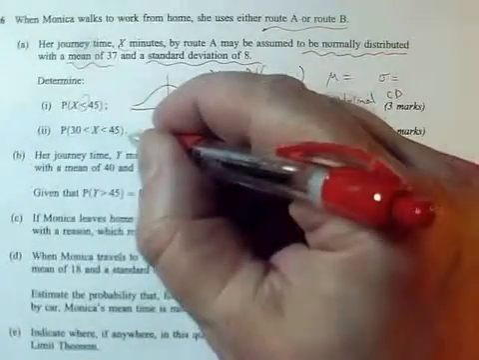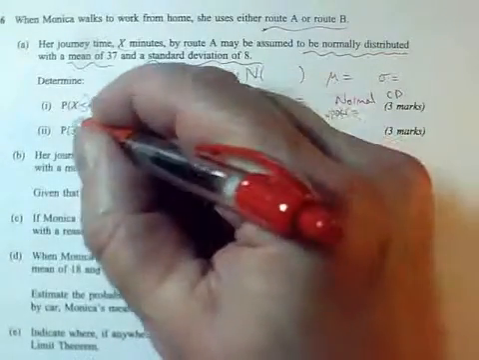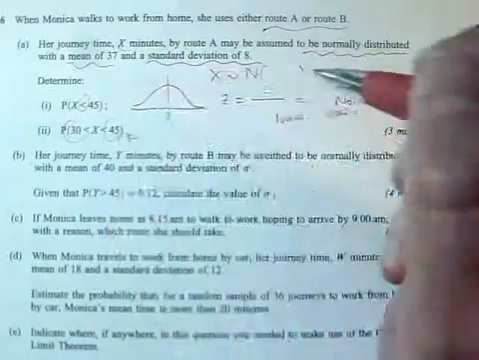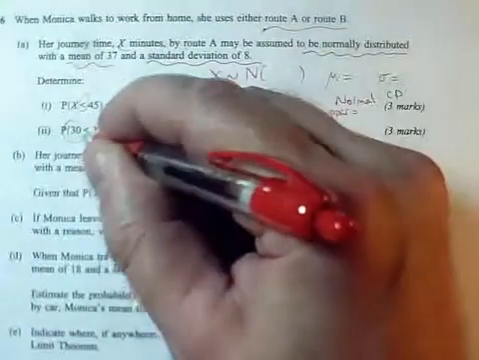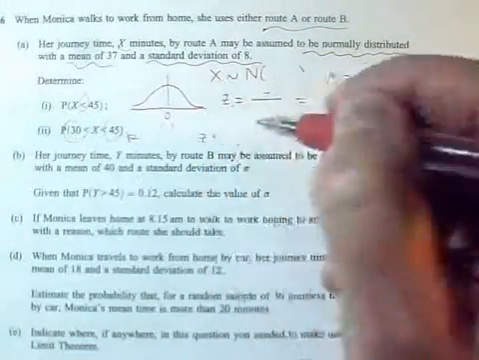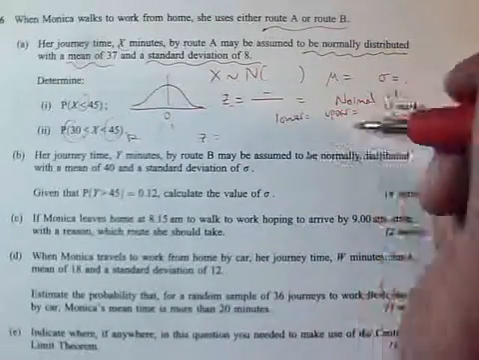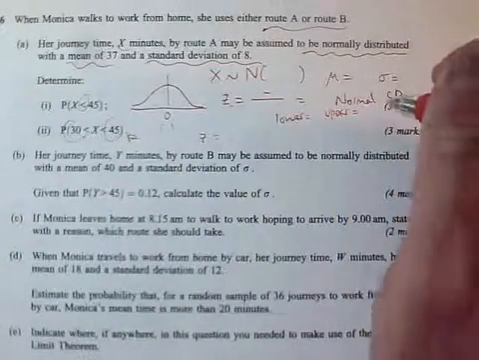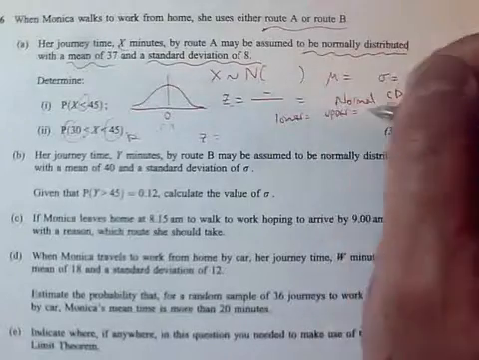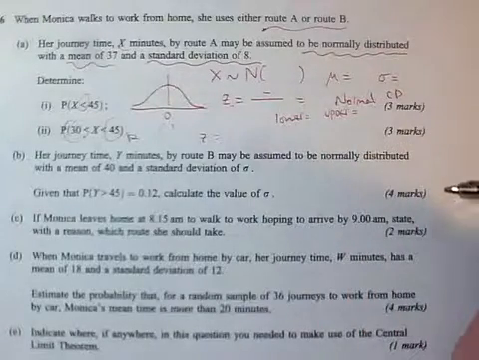Okay, and then for the second one, same again. Now it's between 2 values. In fact, 45, you've already got the Z value for that, but we need a new Z value for the 30. We need a new picture. Now you're going to be using normal CD with 2 Z values, so you've got a lower and an upper limit to put in.